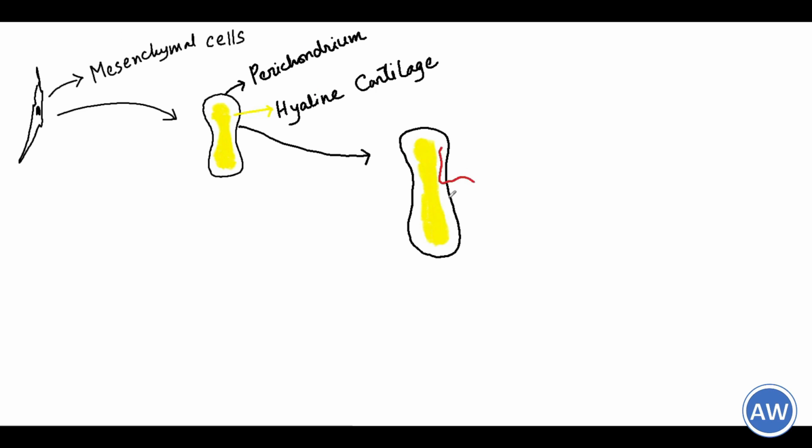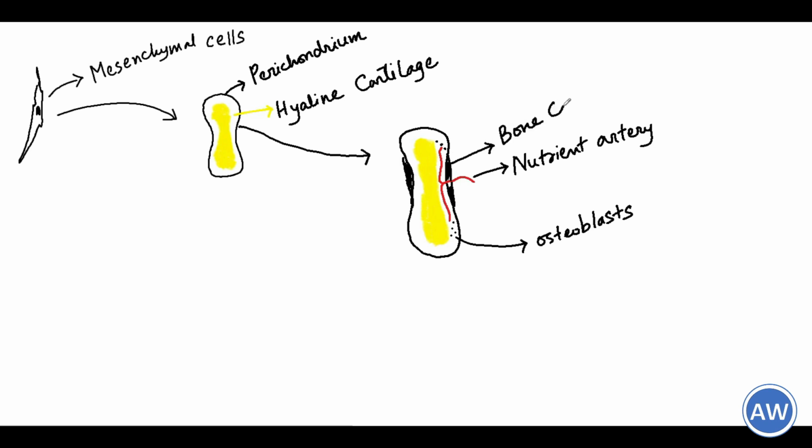Soon, the nutrient artery enters the center of the bone through the periosteal bud and brings along with itself the bone-forming osteoblasts. These osteoblasts lay down bony tissue by the side of the shaft. This is called the bone collar. The bone collar inhibits the diffusion of the nutrient material, leading to apoptosis or death of the chondrocytes, which leads to formation of some spaces within.